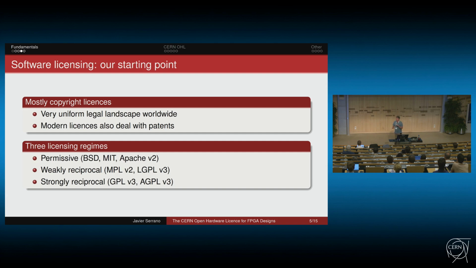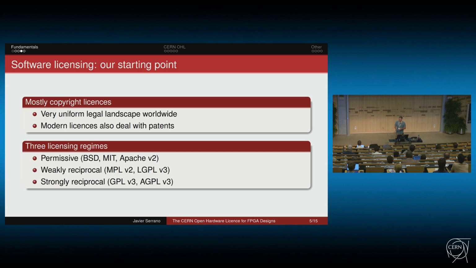Then, if I want to ask of you, I say I give you these permissions, but if you modify the FFT library, you must make those modifications available under the same license, therefore feeding this virtuous circle of sharing. But if you embed it in a larger project, you don't need to release the larger project. That's what we call weakly reciprocal regime, and the biggest exponent of that type of license in software is LGPL.